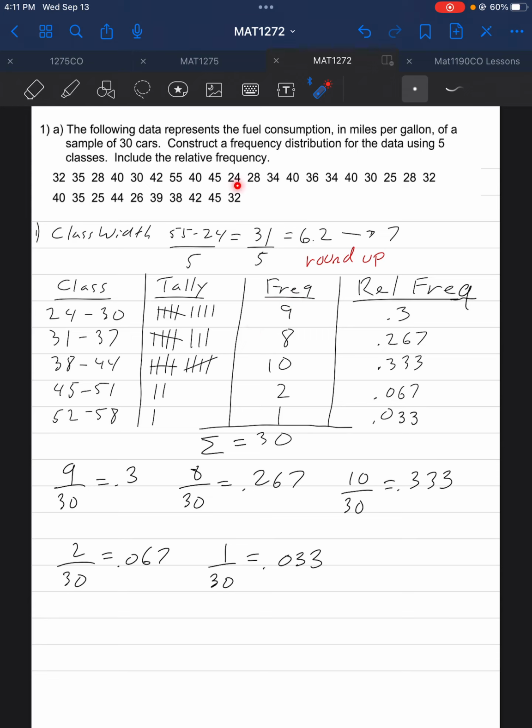Calculating the relative frequency is going to be taking each individual frequency for each class and dividing by the total to get a decimal value. So 9 divided by 30 is going to be 0.3. That work is shown down here. Repeat this for each individual class and you'll get the relative frequency for each class. And that concludes number 1.